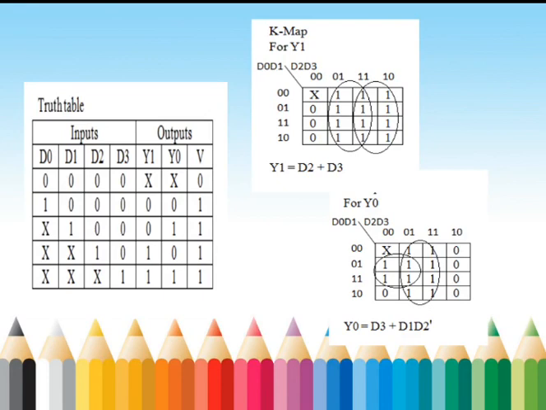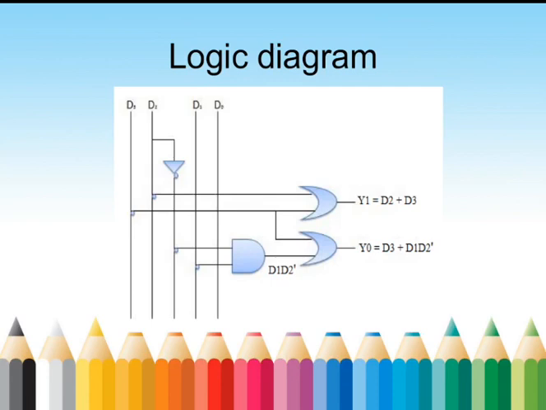With the help of the output expressions, we may draw the logic diagram for a 4 to 2 priority encoder circuit. To obtain Y0, the OR gate has the inputs D3 and D1 D2 prime. To obtain Y1, the OR gate has the inputs D2 and D3. So this is the logic diagram for a 4 to 2 priority encoder.